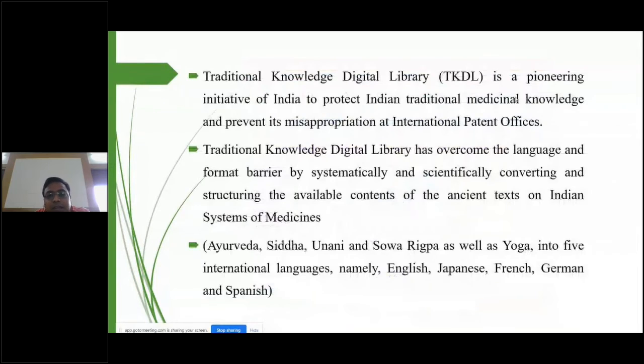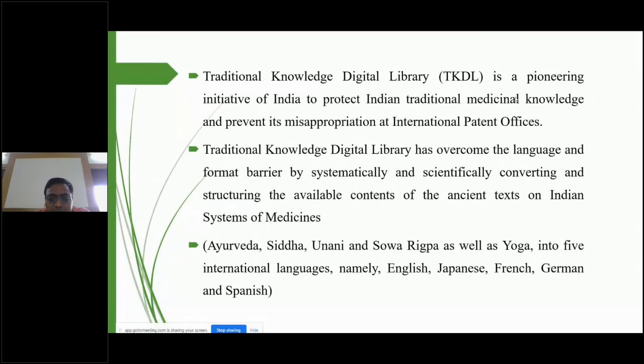What is TKDL? It is a pioneer initiative of India to protect Indian traditional medicinal knowledge and prevent its misappropriation at international patent offices. The Traditional Knowledge Digital Library has overcome the language and format barrier by systematically and scientifically converting and structuring the available contents of the ancient texts on the Indian system of medicine.